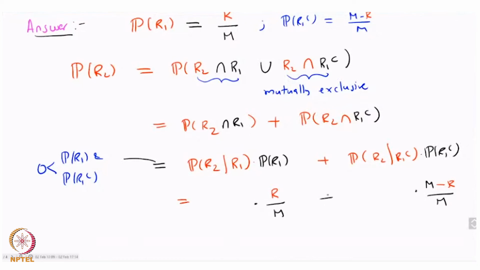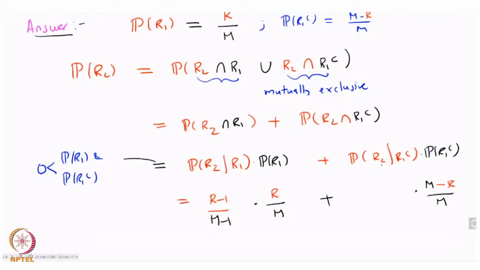These two, what do I do now? I'm trying to calculate probability of R2 given R1. That means in the first draw, I've already chosen a red ball. So one red ball is already gone. And there are only m minus 1 balls left, and only r minus 1 balls left of red. This one is going to be r minus 1 divided by m minus 1.